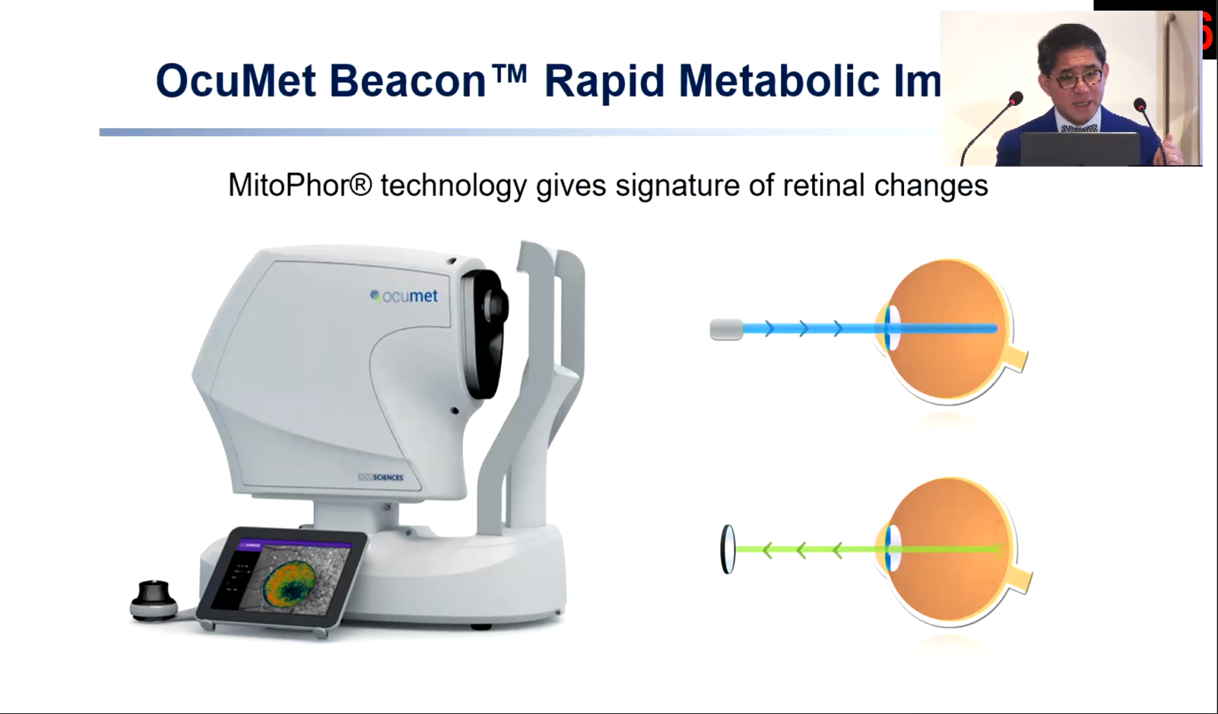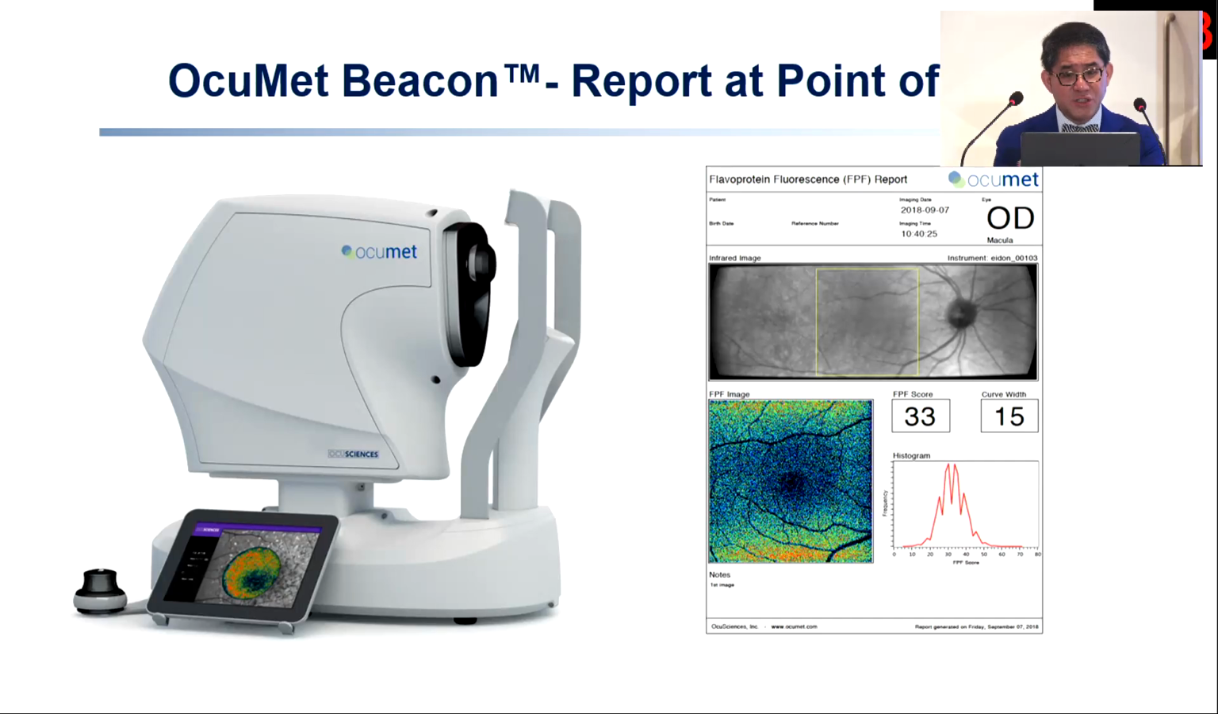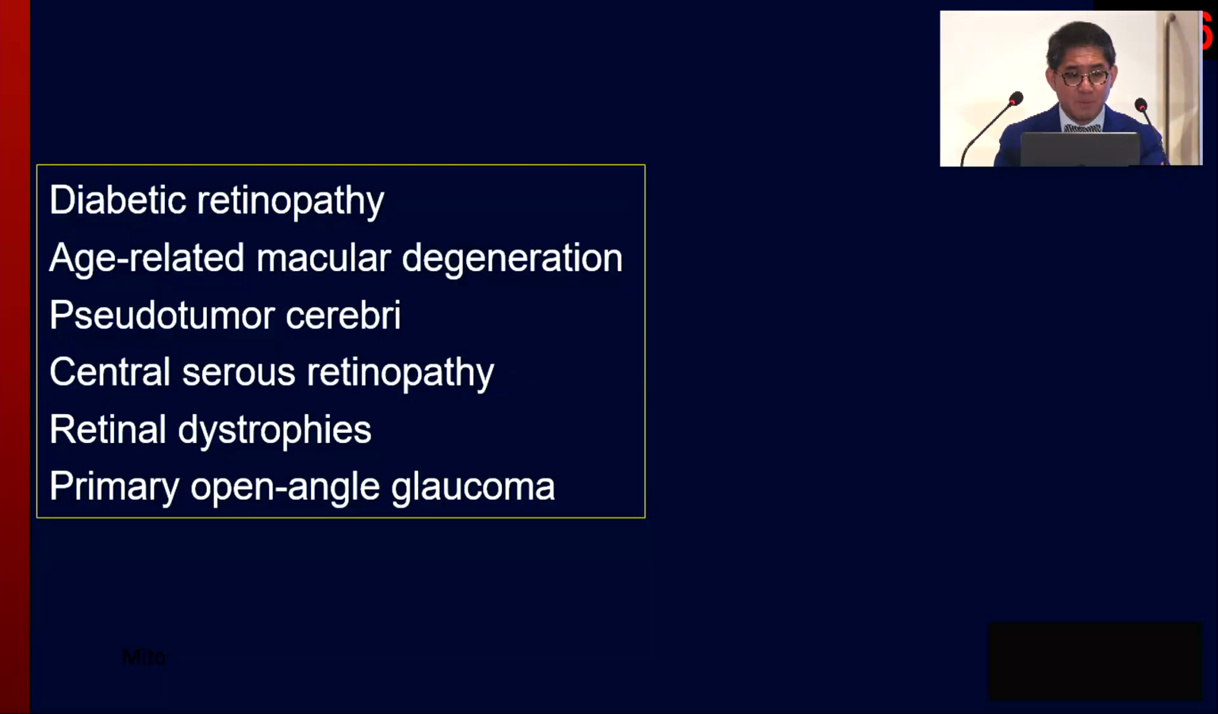This is the device. It's called the Ocumus Beacons. It's one of the latest technologies that we are now using to assess the retinal tissue. The blue light will go in with the green light emitted out. That's what we capture. We gather the data, synthesize it, analyze it, and then generate a report, the so-called FPF score, which ranges between 15 and over 100, depending on disease status.